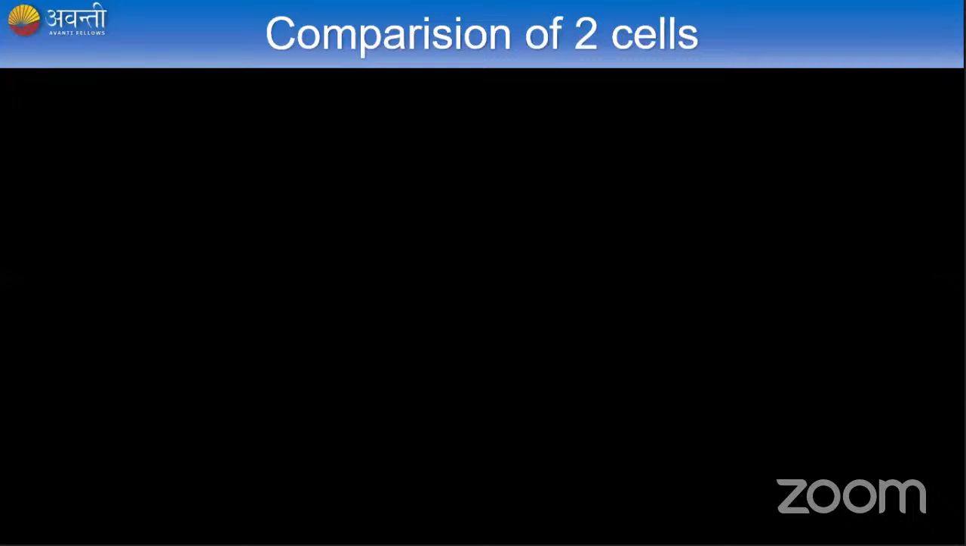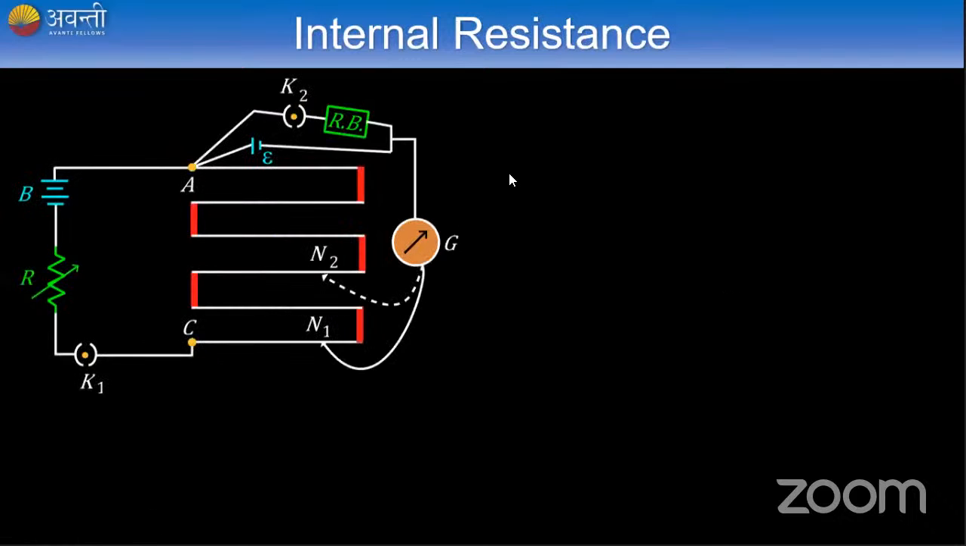Okay, so let's come to the second part. Comparison of two cells, we are done with that. Now, to find the internal resistance of cells. Suppose we have a cell and we have to find the internal resistance of that cell. So the circuit setup looks similar.